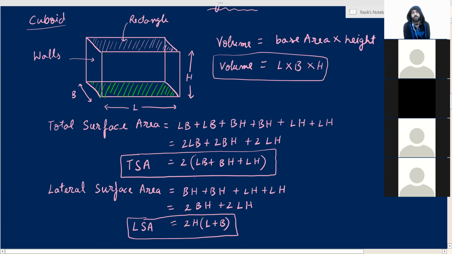Fine. Write down all the three formulas. Draw the figure also. Sir, in the lateral surface area, we do not count the area of the upper one, ceiling, and the floor. Yes. Correct. Written? All of you? So this is your cuboid, all the formulae.